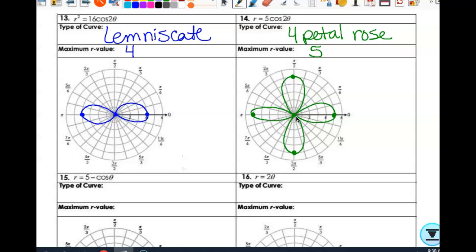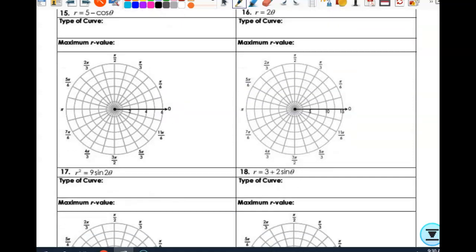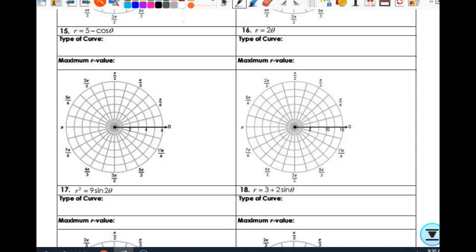All right, any questions? Layla, you with us? Okay, let's look at 15. I have 2 terms, so I have to look at A and B. A is greater than B. Is A greater than or equal to 2B? Is 5 greater than or equal to 2 times 1? Yes. So that makes it a what? Convex limaçon.